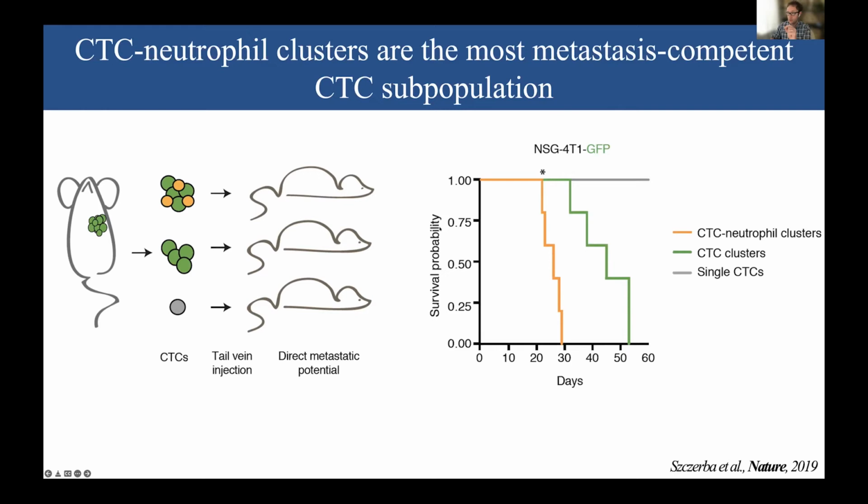And then we measured for each of them the time to development of metastasis and actually the survival of the mice. And so we found that CTC neutrophil clusters are the most metastasis competent CTC subpopulations, at least in breast cancer, in the models that we tested, followed by CTC clusters and then single CTCs, which are really not good at forming metastasis. They do form metastasis if you wait long enough, but then Barbara wanted to finish her PhD, so we had to stop at some point.